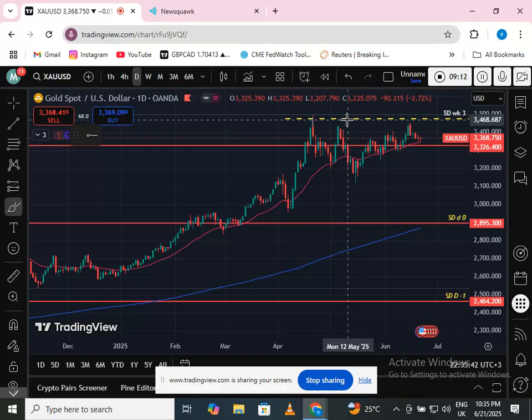Not only that, gold is trading at a 15-year all-time high institution level according to the COT reports. What does it mean? There's a big sell-off preparation coming on gold. So that's why the price has been stalling here.